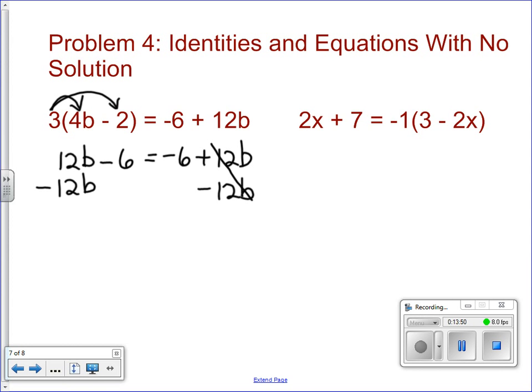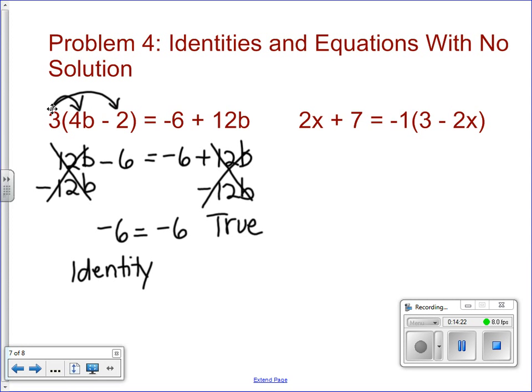Plus 12b minus 12b cancels out. 12b minus 12b also cancels out. And I have 0 minus 6 would be negative 6 on the left. And on the right-hand side, I have negative 6 plus 0, which is negative 6. Now, this is a true statement. So what this tells me is that this is an identity.